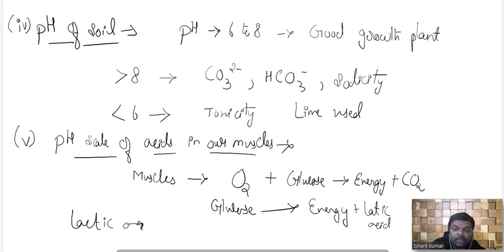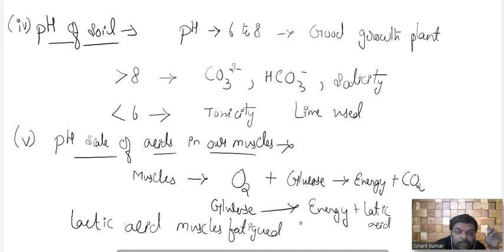And due to the production of this large amount of lactic acid, our muscles will get fatigued. Fatigue means they will jam, and we will feel some pain there. Cramps will come, and due to this we will be unable to do some work for some time until the cramp is removed.